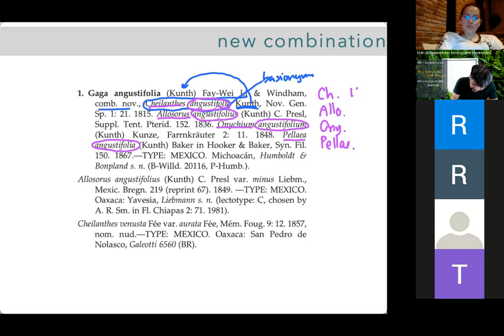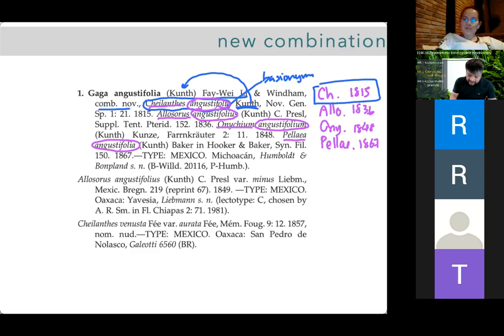But you look at the years, 1815, 1836, and then 1848, and then 1867. They're all in the 1800s. And then that's the oldest name, right? So this one gets the priority. So that's the only basionym. That's why Kunze's name is up there, because he's the owner.